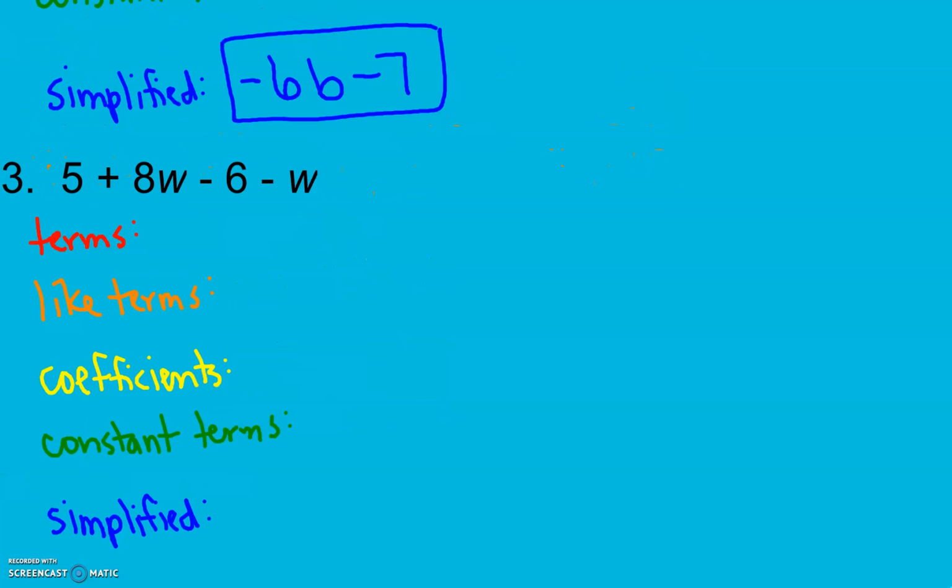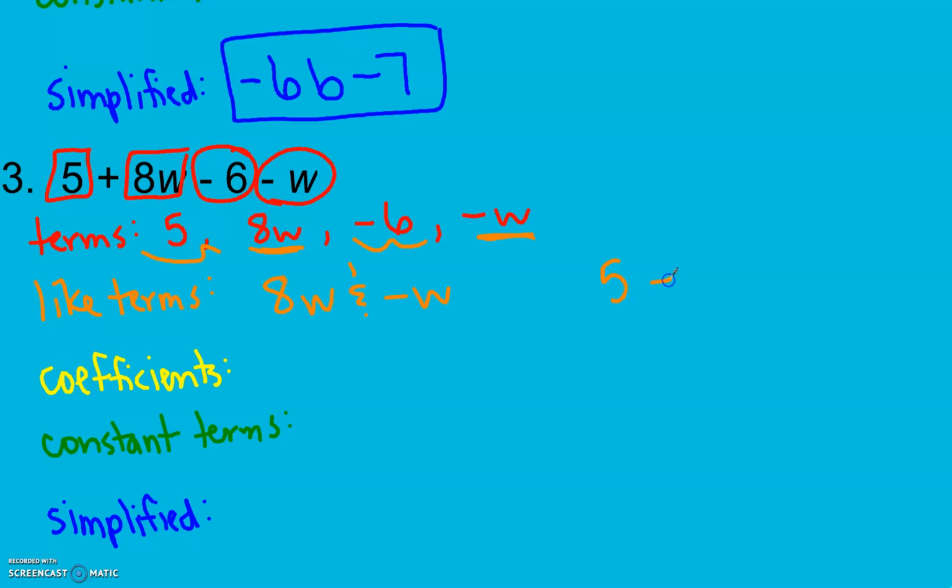Now for 3, first thing I'm going to do is find my terms. They're the things that are added together. 5 is 1, 8w is 1, negative 6 is 1, and negative w is 1. Remember, we take our signs with our numbers. My like terms are the ones that have the exact same variable. So my w's go together, and then my constants go together, because they don't have any variables.